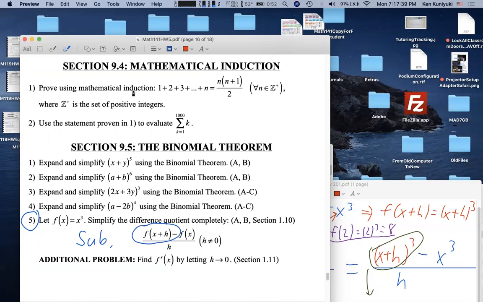So induction does not tell you how to come up with a formula. If you get the right formula for this, it's a way of proving that this works for all positive integers n.